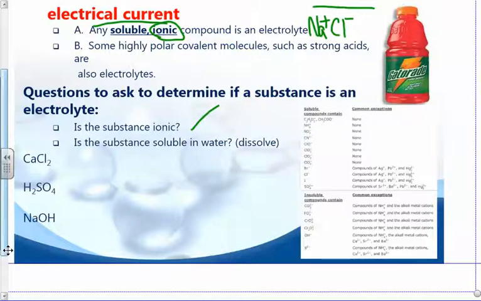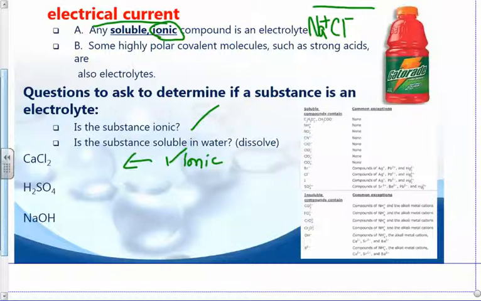So let's take a look at CaCl2, calcium chloride. Is calcium chloride ionic or is it covalent? Well, if you remember back to your periodic table, calcium is an alkaline earth metal and chlorine is a halogen, and both of them are charged. So yep, we got that part right. It is definitely an ionic compound.